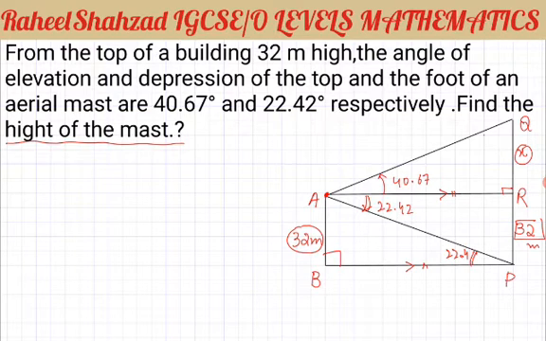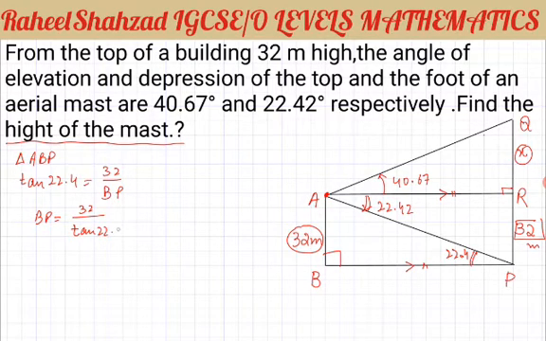So now we have triangle ABP, this is A, this is B, this is P, right? We apply tan of 22.4 is equal to 32 divided by BP. That means BP will be equal to 32 divided by tan of 22.4. So if you see, that is 77.56. So if this is 77.56, so is this 77.56.